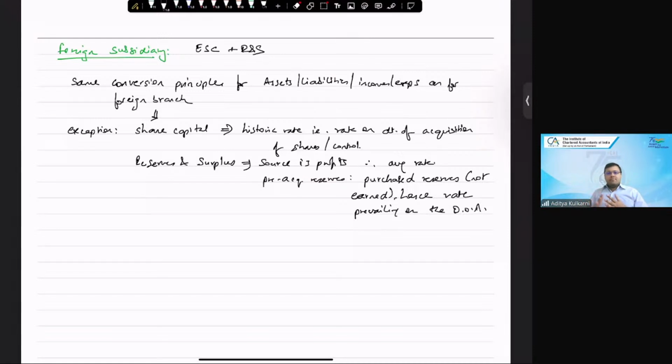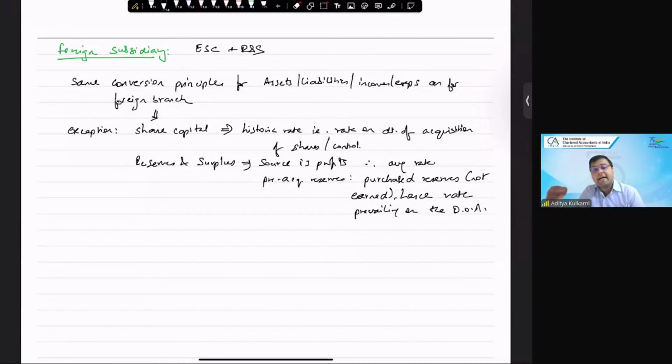See, this whole thing appears like so many rates, but if you look at the overall understanding, it's not difficult. It's a very logical and very systematic manner in which the standard has given this explanation to you. So, the rate prevailing on the date of acquisition.